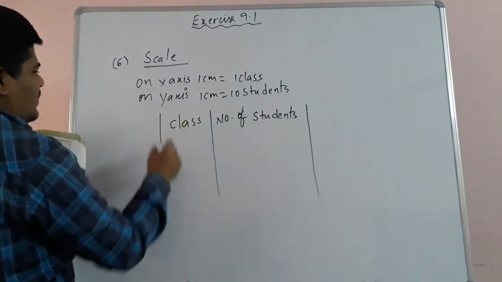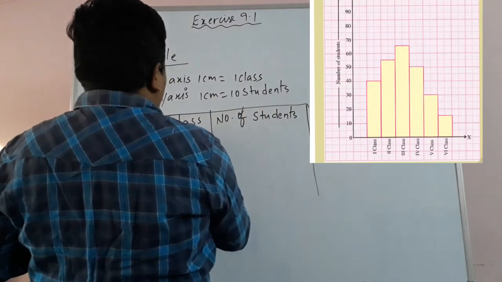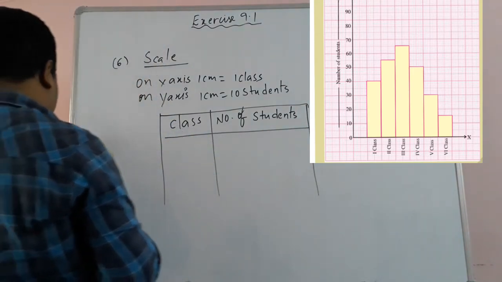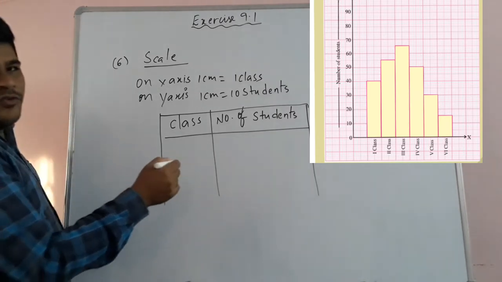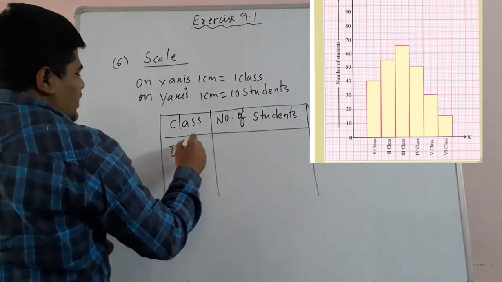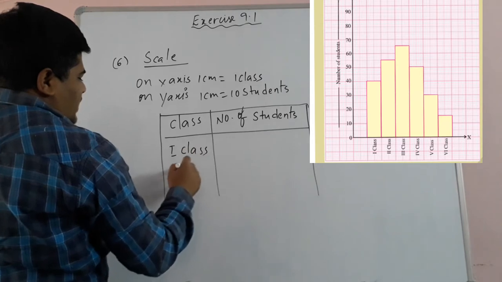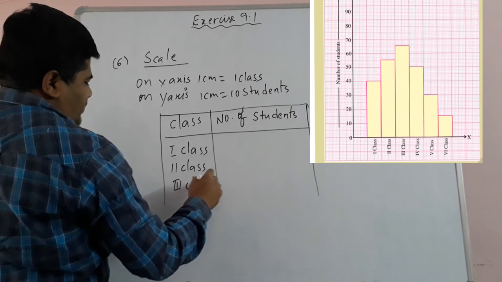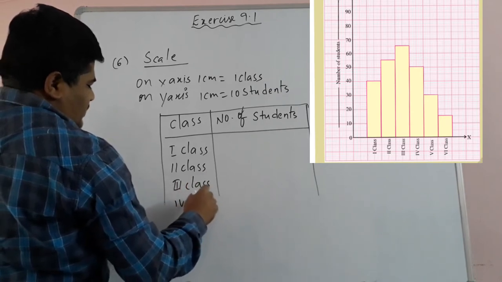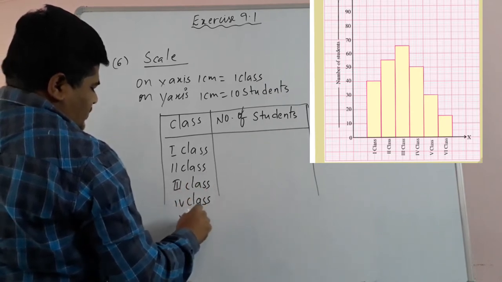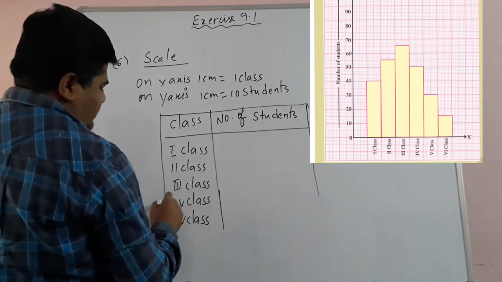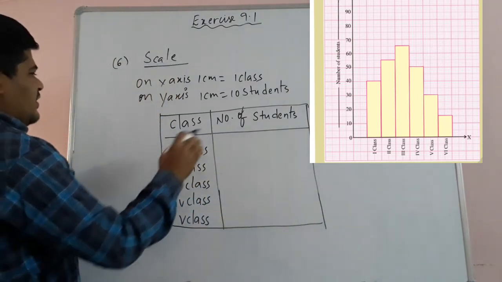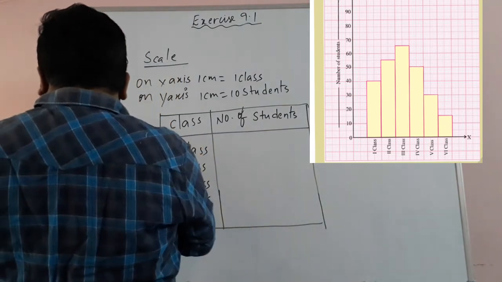Okay, right. Now children, first class, second class, third class, like this. Class 1 to class 5. 1, 2, 3, 4, 5, so 5 classes are there. So here we have to write: first class, second class, third class, fourth class, fifth class. Okay, so here we have to take classes in one column and number of students in the second column. Okay, so we have to look at the graph, children.